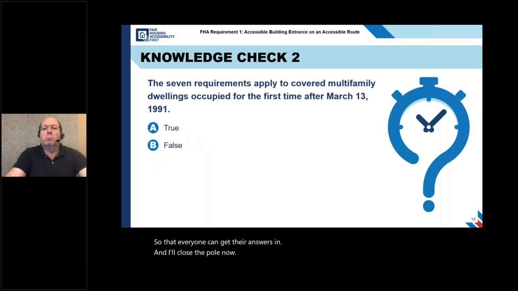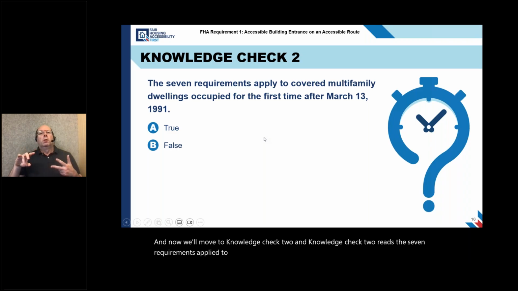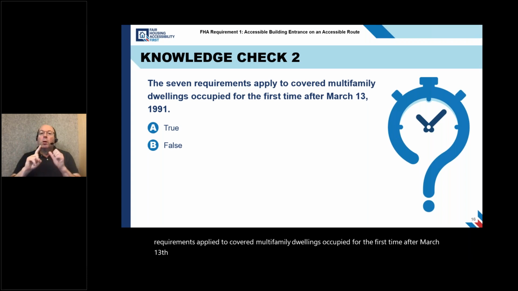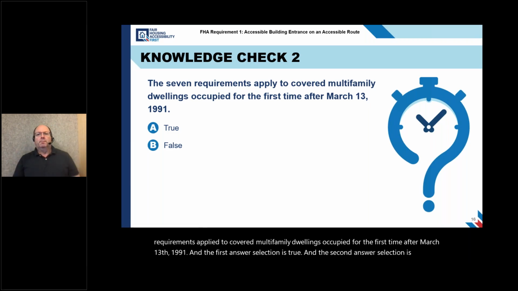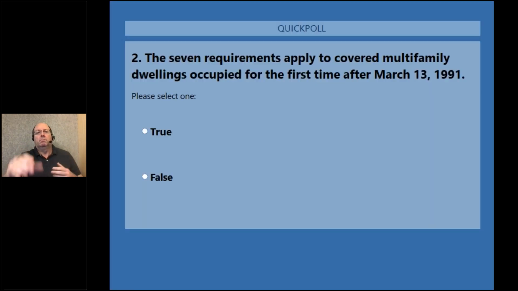And now we'll move to knowledge check 2. And knowledge check 2 reads: the 7 requirements apply to covered multifamily dwellings occupied for the first time after March 13, 1991. And the first answer selection is true, and the second answer selection is false. And I'll launch this poll so that you can submit your answers.